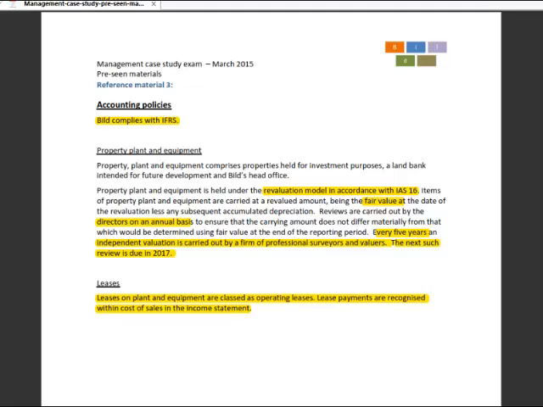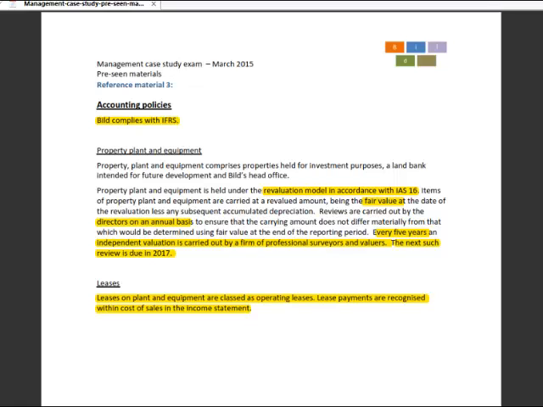We don't know. Leases on plant and equipment are classified as operating leases, so they're off balance sheet. Lease payments are recognized within cost of sales in the income statement. So how much has this company got as operating leases? And we need to see a breakdown of the cost of sales before we can answer that.